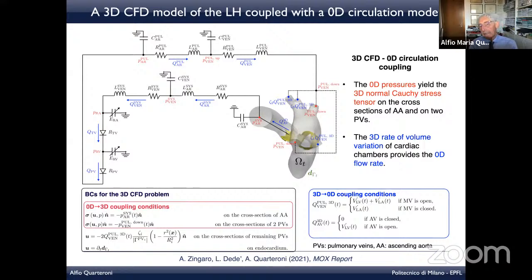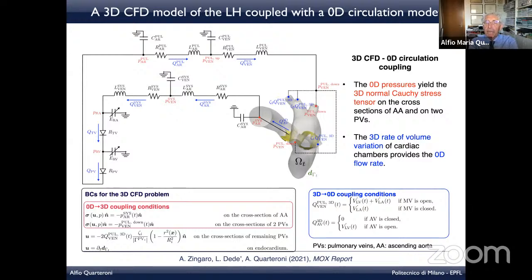And as you can understand, since you have hundreds of large arteries and billions of capillaries or small vessels in the circulation, there is no hope to use three-dimensional models to catch the whole dynamics. So this would be out of reach from the numerical viewpoint, from the computational viewpoint. So we need to simplify the model. And one way to simplify it is to use what we call zero-dimensional models.